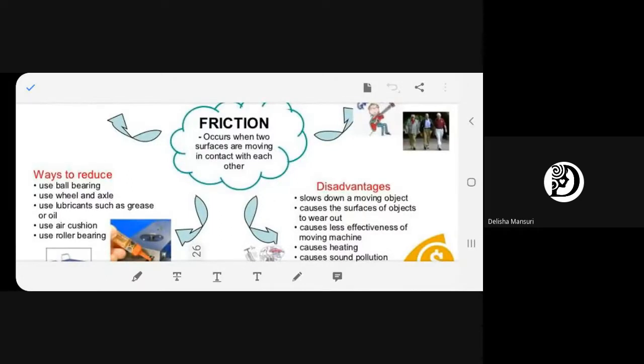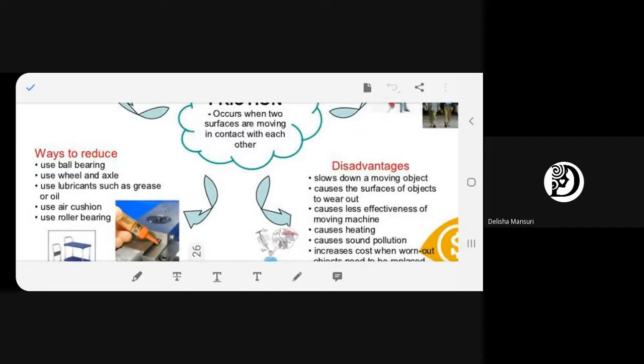Use ball bearing, use wheel and axle, use lubricants such as grease or oil, use air cushion, use roller bearing. Okay, fine.